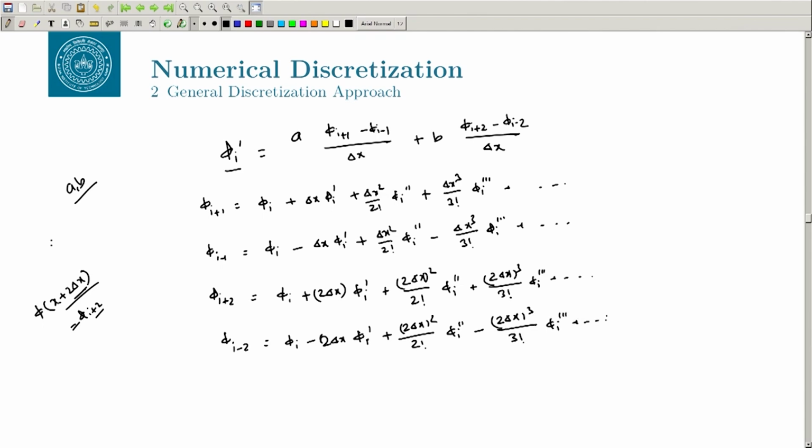So, now we have the coefficients we need to collect here. So, one is that phi I prime, okay. This is multiplied by a, this is multiplied by minus a, okay, this is multiplied by b and this is multiplied by minus b, right.